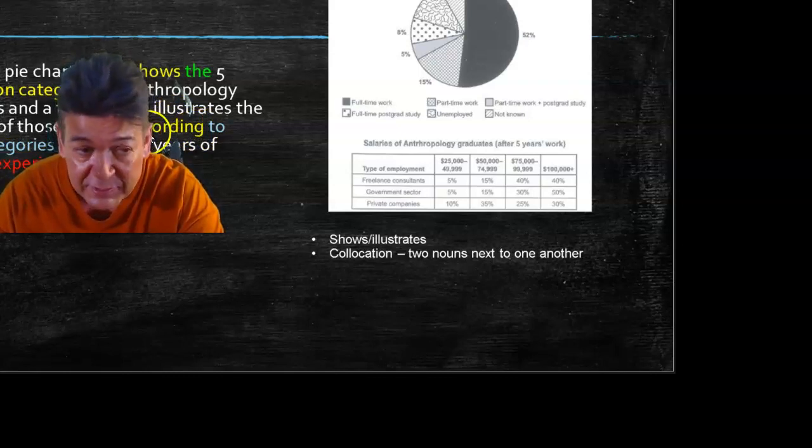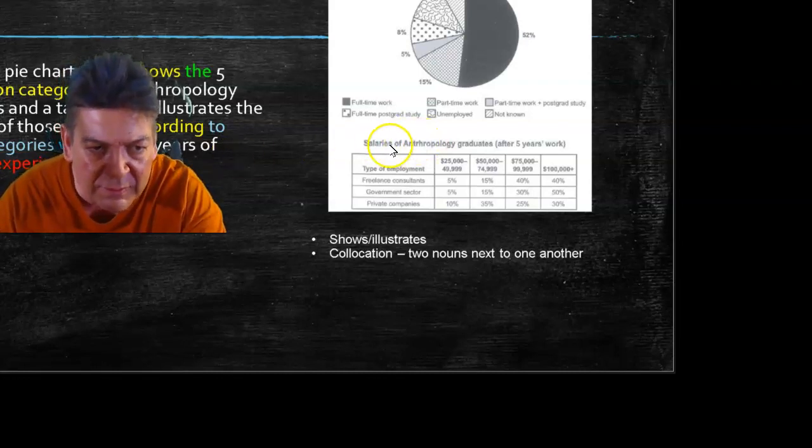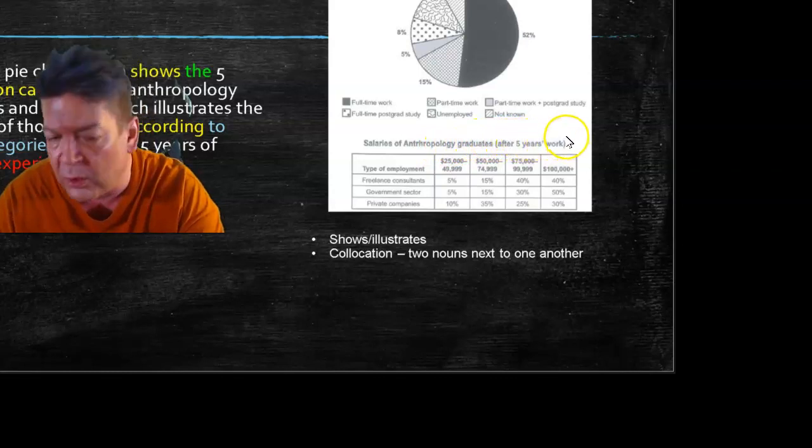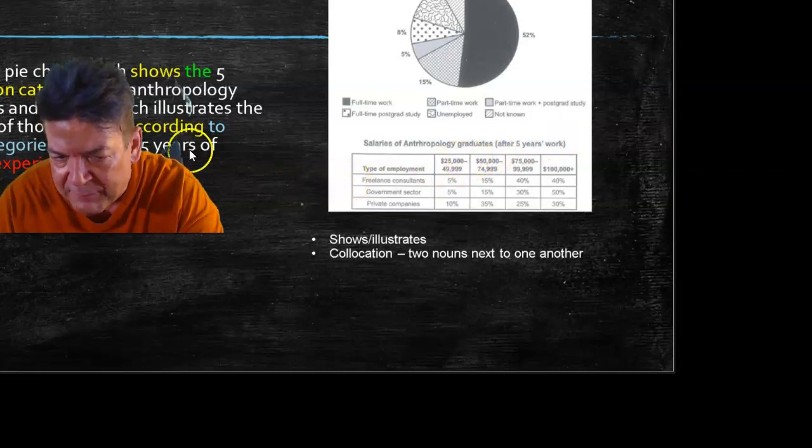Divided up. Denmark, divided up into 3 categories. Who have? The categories have experience? That's awkward. Okay, yeah, this who is not very well referenced back to the people. Who have 5 years of working experience. Well, okay, salaries of anthropology graduates after 5 years work. Okay, yeah, I guess so.